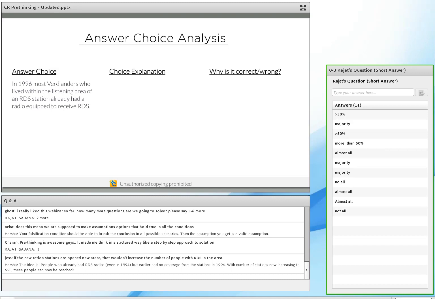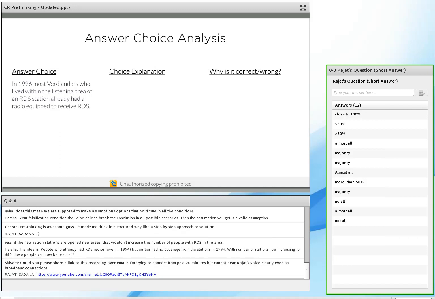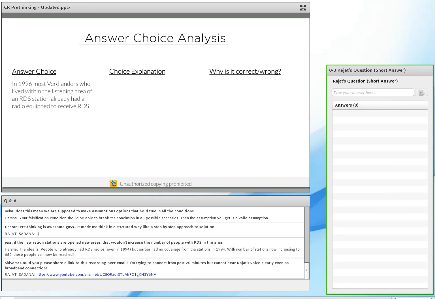What does the word "most" mean? Most means more than 50%. Okay, most means more than 50%. It's not close to 100%, and more than 50%. So now let me ask this question: is it required for the conclusion to be true that most world landers have the right kind of radio? Is that mandated for the conclusion to be true?